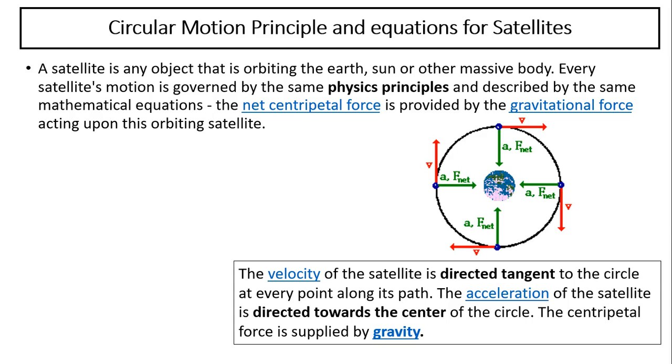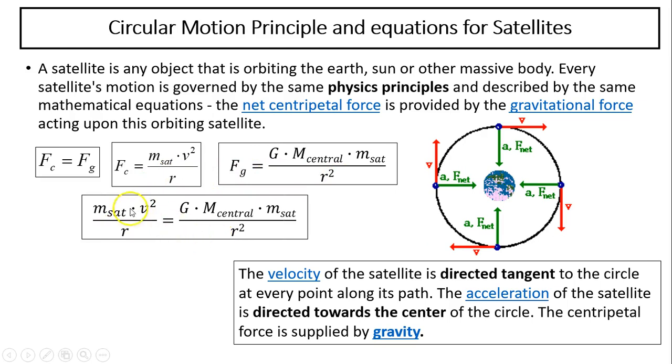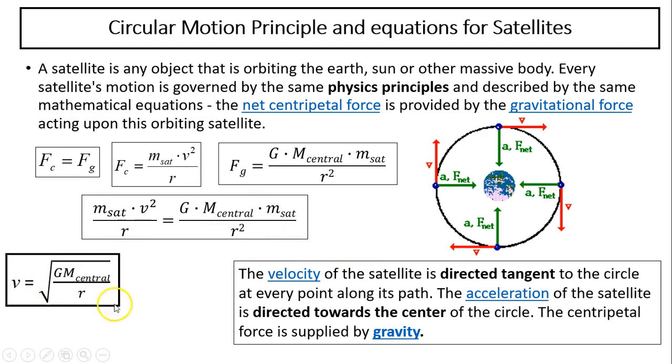The centripetal force provided in this case for all satellites is gravity. So that means centripetal force equals gravity. That's the physics principle for satellite motion. Here's the centripetal force equation, here's the gravity equation. We set the two equal to each other and simplify. The satellite's mass cancels, so we can get velocity and acceleration. This is how you derive it.